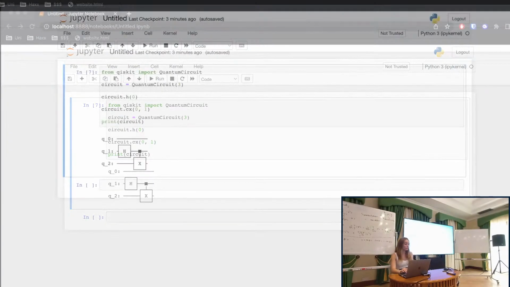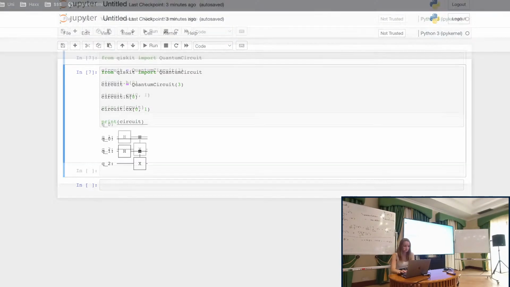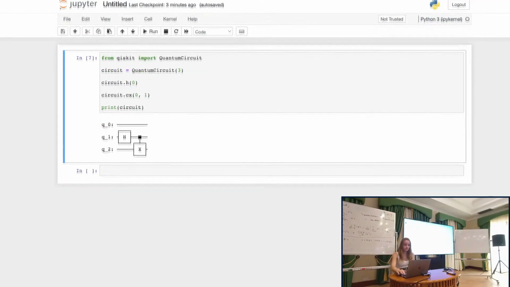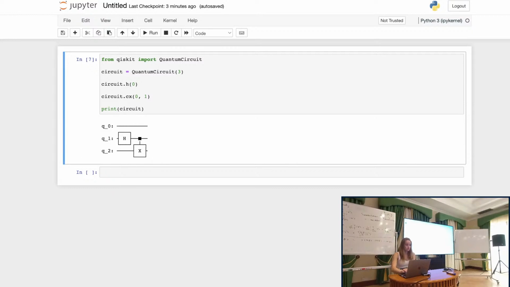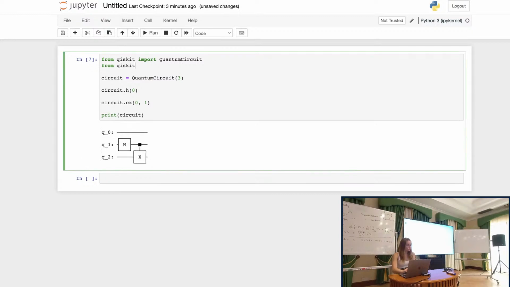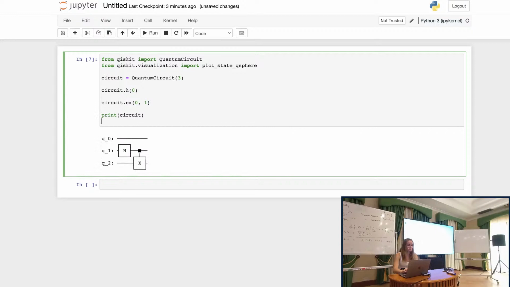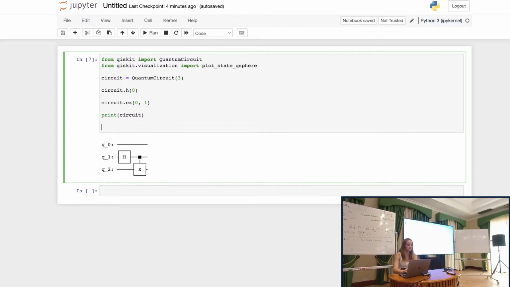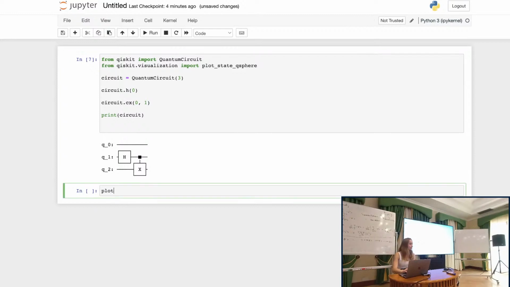Now we might also want to plot the state that we just computed. For that we have different visualizations. So we have, for example, the Q-sphere that you have seen before in the composer. I just import plot_state_qsphere, and the command is plot_state_qsphere of the state psi. And then we see we have minus 1, 1, plus 0, 0, but that's just a global phase. So you can see that you just have a phase of pi between them.